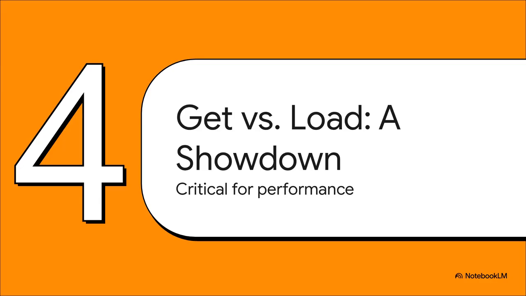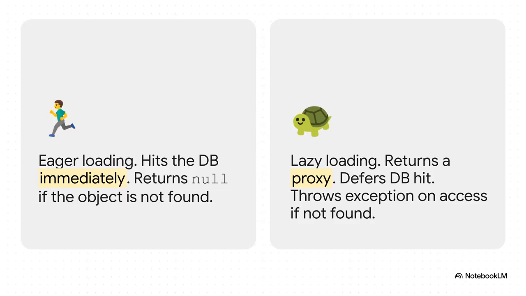Okay, we've covered saving data. Now let's talk about reading it. You need to pull an object from the database, and Hibernate gives you 2 main ways to do it: get and load. They look almost the same, but the difference between them is massive, and it can have a huge impact on your app's performance. Let's put these 2 head to head.